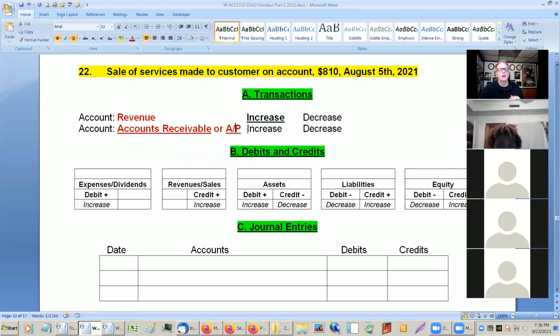Whoa! This is wrong. Oopsie daisy. No, for the P, the AR will be accounts receivable, not AP. Going up with debit. Yep. Accounts receivable. Revenue.